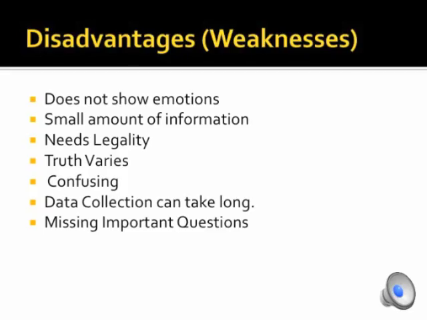Needs legality. Sometimes when doing research with questionnaires, you might need a legal document from an authority in the specific area where you're asking the questions. For example, get a signed paper from a local council or a town hall in the area you are researching. Truth varies. In specific areas, it's hard to tell whether the person you asked has been completely truthful or thinking with a clear mind, especially when the questionnaires are based on political issues.